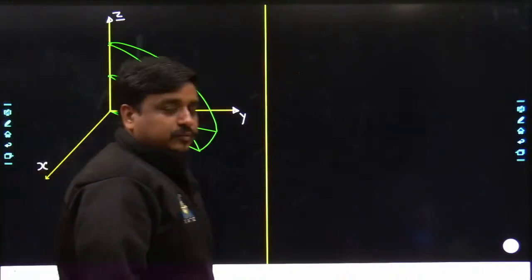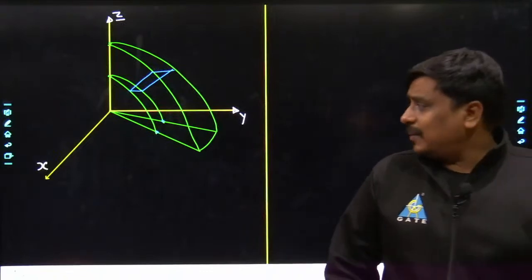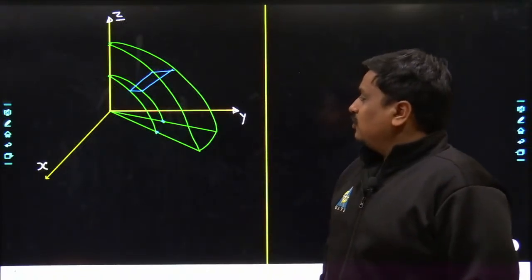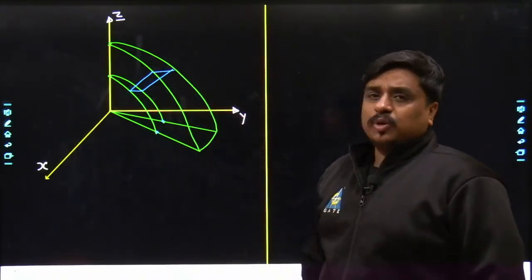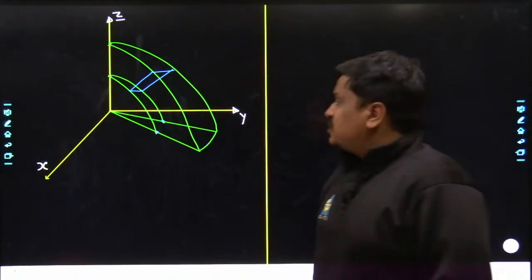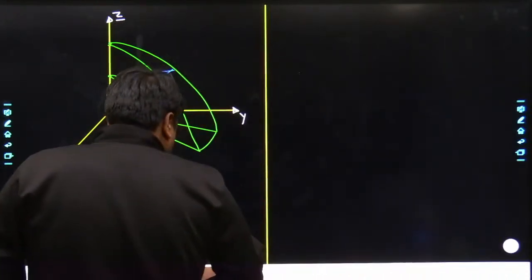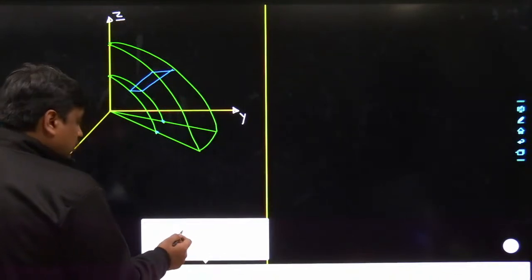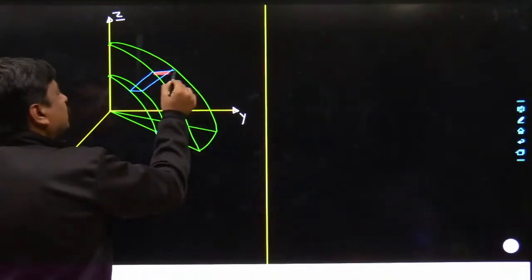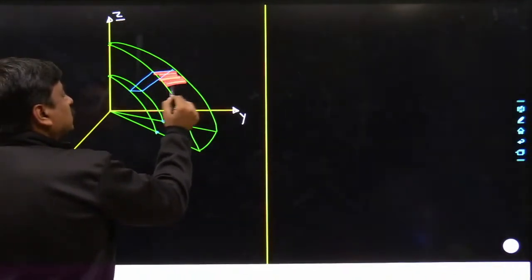Write down. See what is happening over here. This was a differential volume. Probably you may not be able to visualize which differential volume I am going to discuss. This is your differential volume. This is going to be the upper surface of your differential volume.